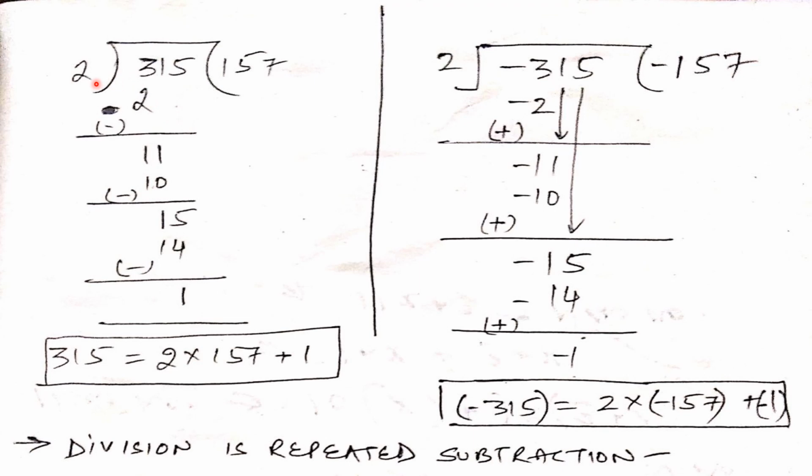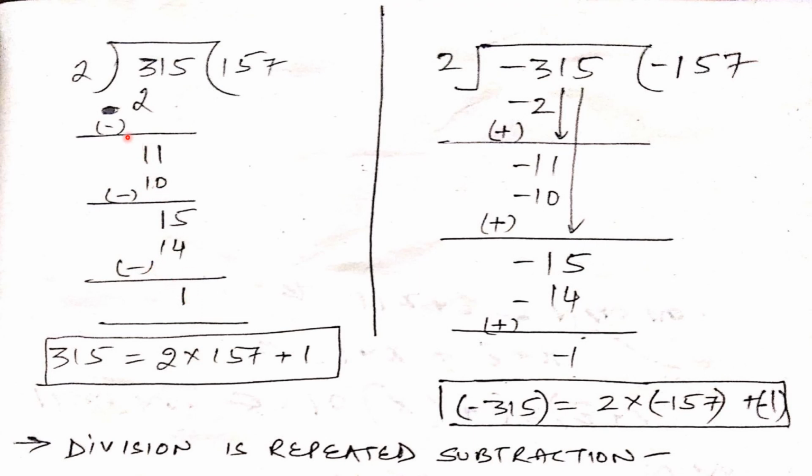First, the leading digit is 3. So 2 ones are 2. You can see this 2 is positive, so we multiply it with minus 1. It becomes negative. 3 minus 2 is 1. We get 1 here. Now 2 fives are 10. Again 10 is positive. Multiply it with negative, it becomes negative. So we get 1, then we get 5. 2 sevens are 14. Again multiply it with negative, it becomes minus 14. And we get 1.